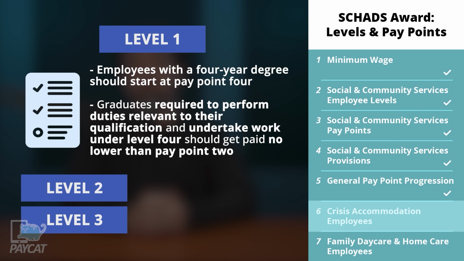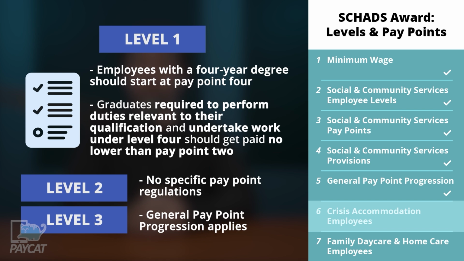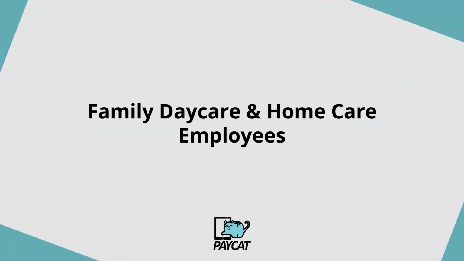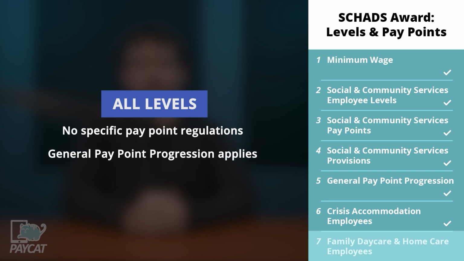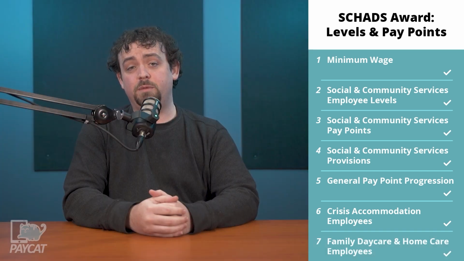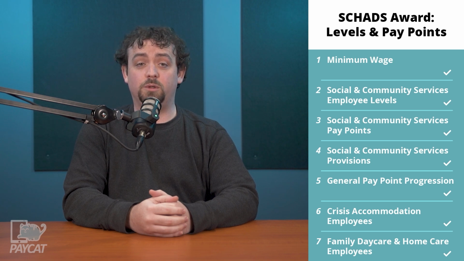Level 2 and Level 3 crisis accommodation employees don't have specific pay point regulations, so the General Pay Point Progression Clause will apply. The same applies to all levels of employees under the family daycare stream and the home care employee stream. There are no specific provisions relating to each level, so the General Pay Point Progression Clause will apply to all the levels. So there you have it, minimum wage and pay point progression for your employees under the SCHADS award.